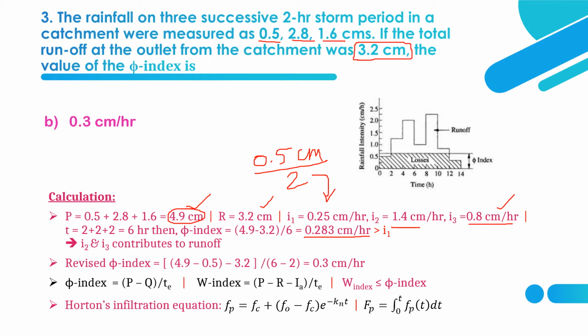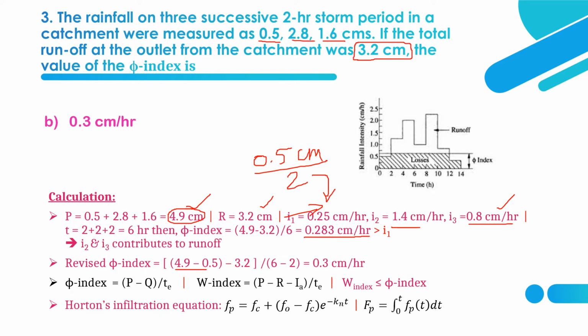That is, only when the intensity of rainfall is greater than the phi index will it give the runoff value. Here you can see I1 and phi. I1 is 0.25, but the phi index is 0.283. That means the phi index is greater than I1, which is not possible for runoff, so I1 is disregarded. That means I1, the intensity of rainfall in the first 2 hour period, will not give the runoff value, so intensity 1 is neglected.